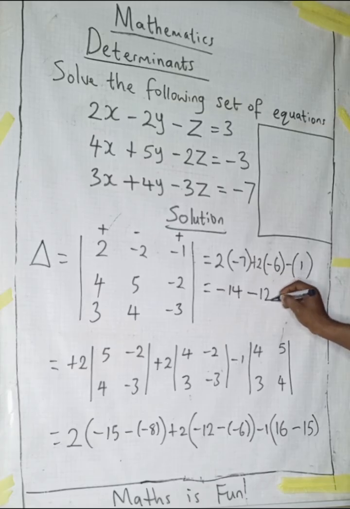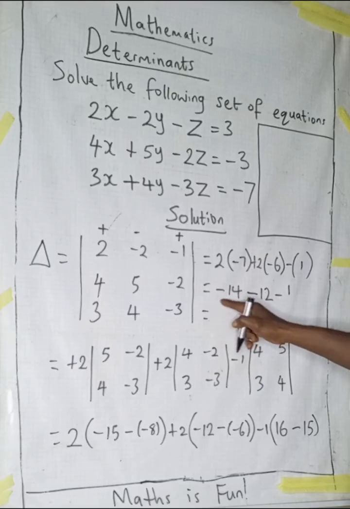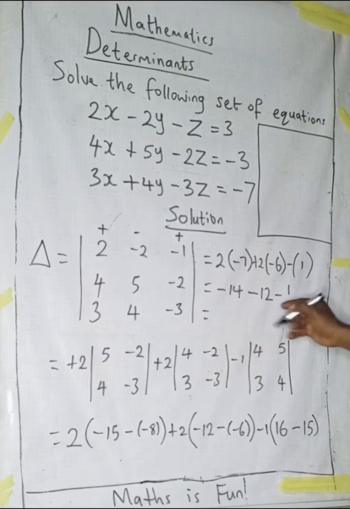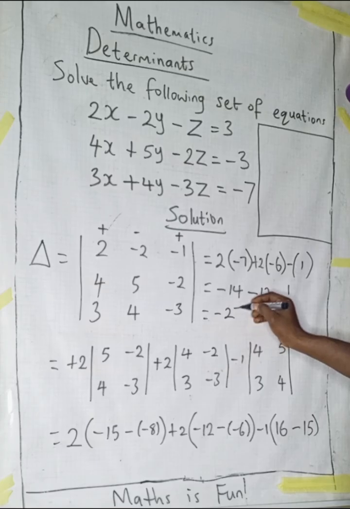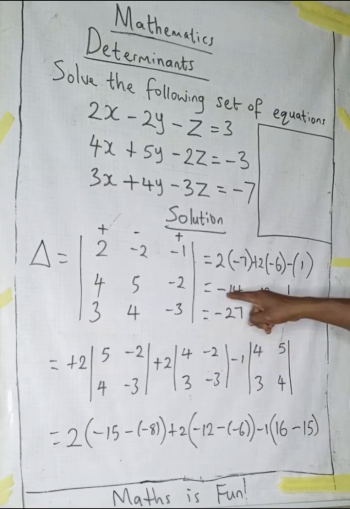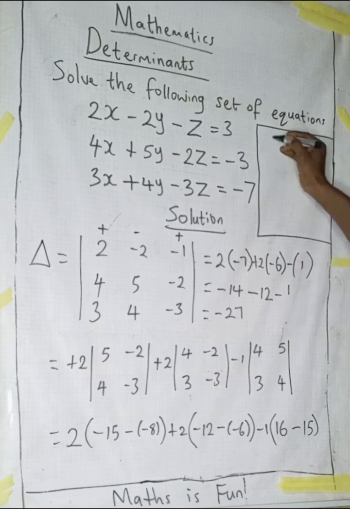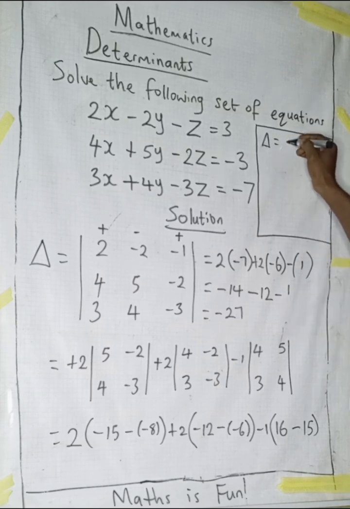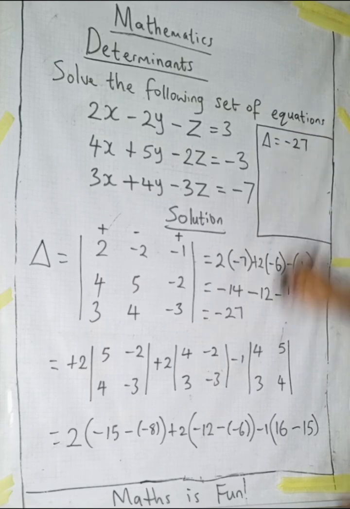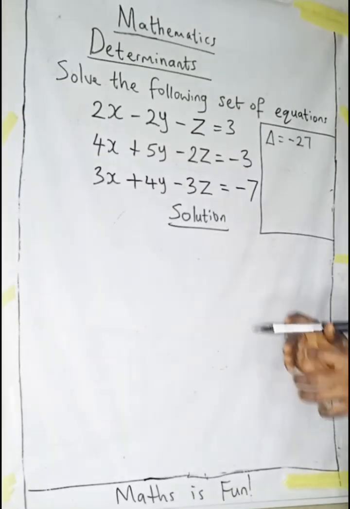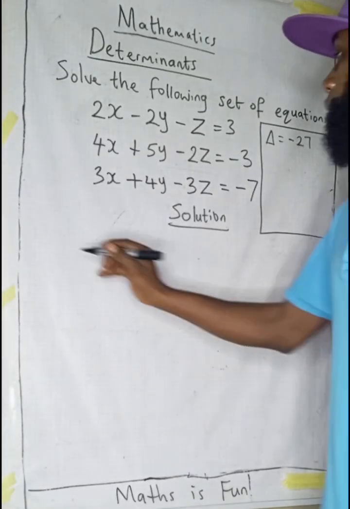To simplify, we have minus 14, minus 12, minus 1. So what do we have here? Minus 14 minus 12 is minus 26. Minus 1 is minus 27. So minus 26 minus 1. So delta is what? Minus 27. So okay. So now let's find the value of delta x.